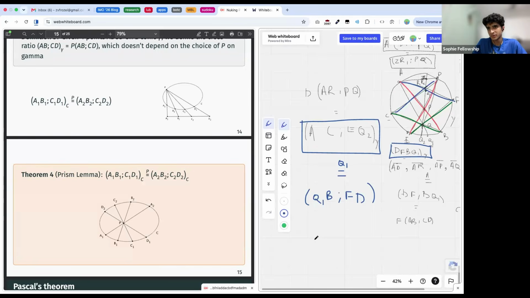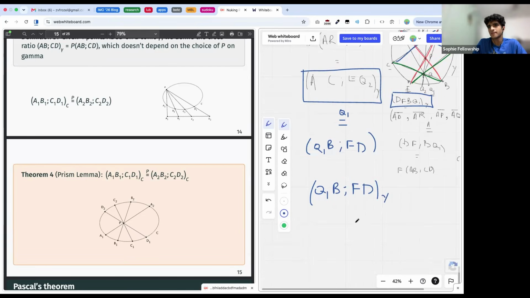So we just want to prove that Q1, B, F, D, this cross ratio on the conic gamma, is equal to the cross ratio D, F, B, Q1.